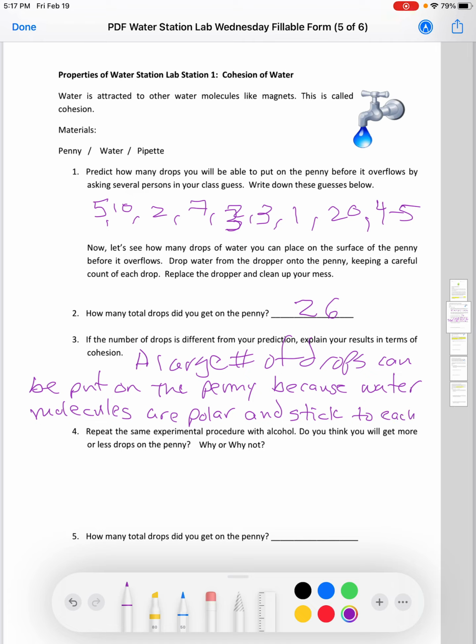Each other. I don't have much room to expound anymore, but it says, do you think you'll get more or less drops? And I'm going to go ahead and take an educated guess because I know the properties of alcohol.